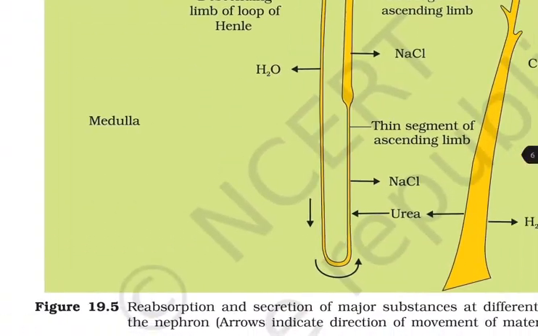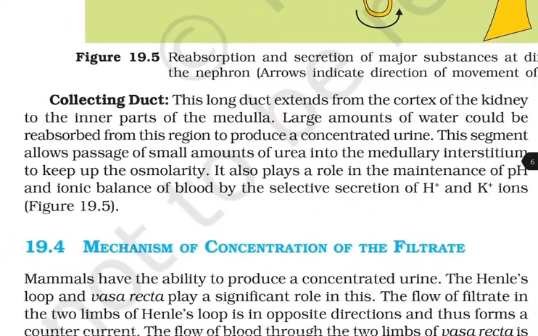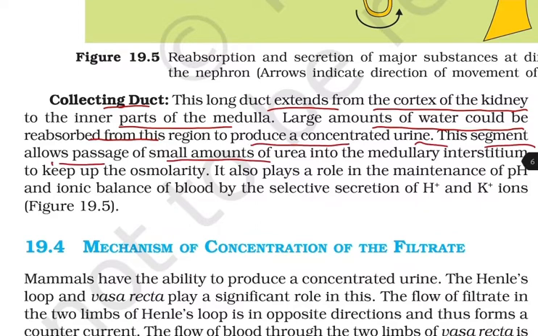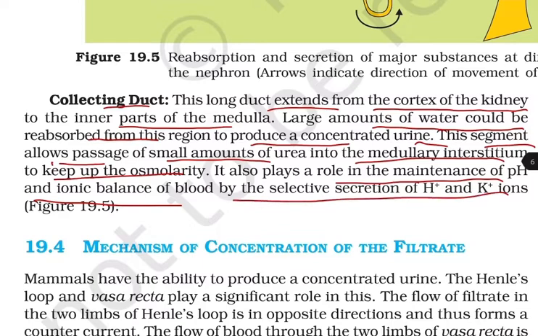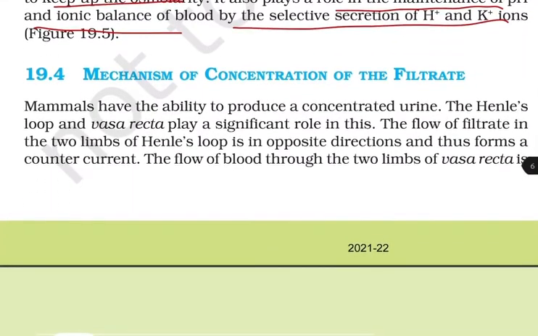Collecting duct. This long duct extends from the cortex of the kidney to the inner part of the medulla. A large amount of water could be reabsorbed from this region to produce a concentrated urine. This segment allows passage of a small amount of urea into the medullary interstitium to keep the osmolarity. It plays an important role in the maintenance of pH and ionic balance of the blood by the selective secretion of H plus and K plus ions.